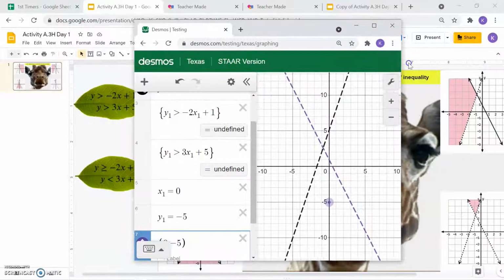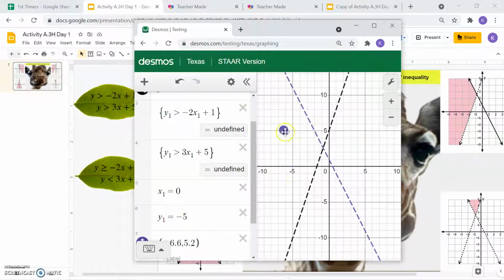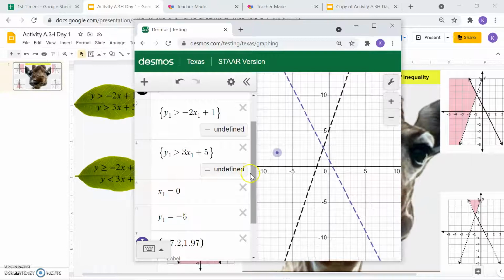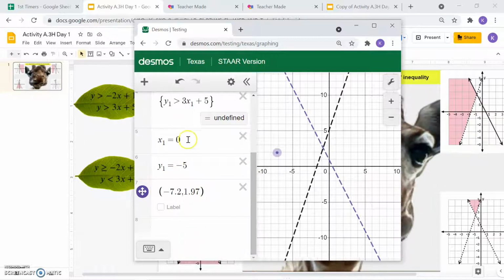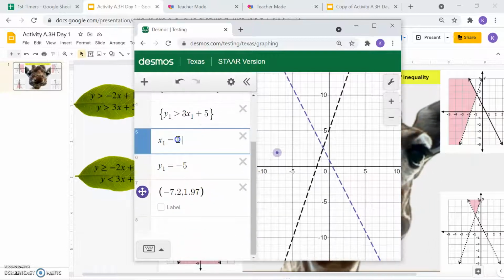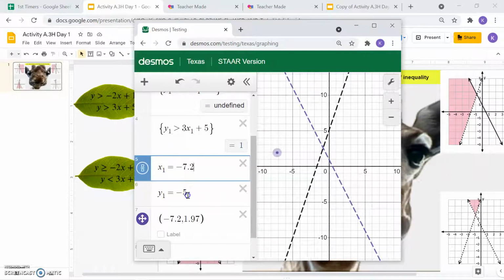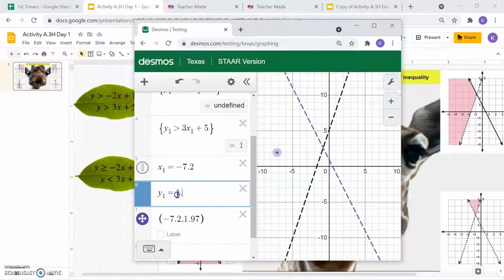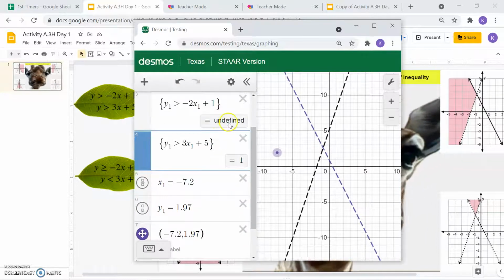I'm going to go to this side, and it says the shaded part is anywhere on this side. It doesn't matter where you pick it. If you want to pick that one, go ahead. So now I have my x and my y value. My x value is negative 7.2 and my y value is 1.97. I check these two values right here. This is false and this is true. Because one of them is false, that is not the correct answer. So the last one must be it.